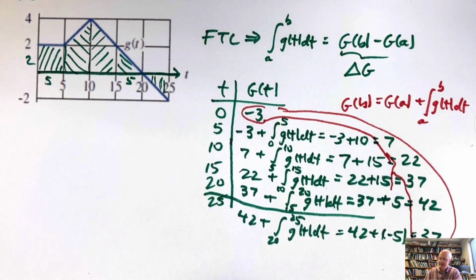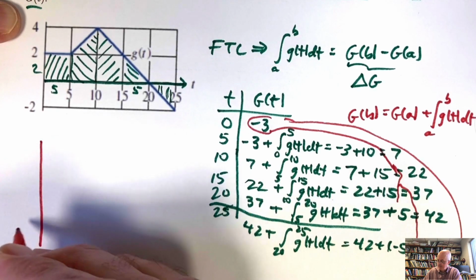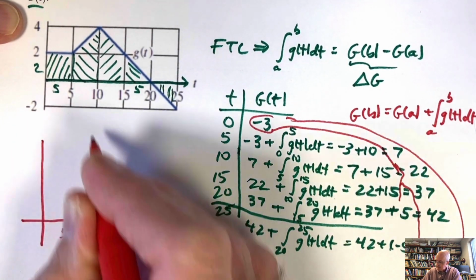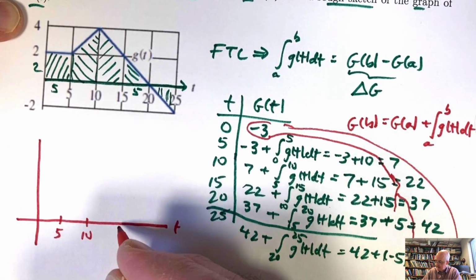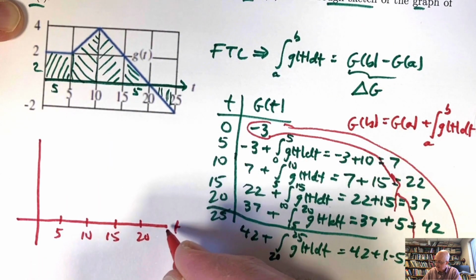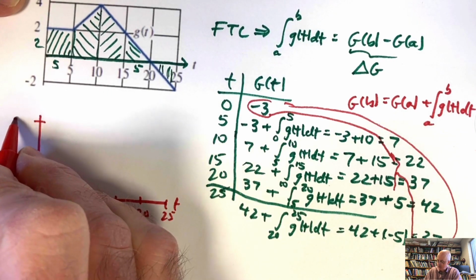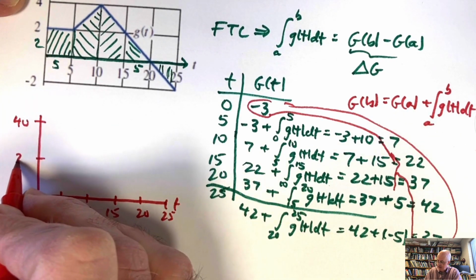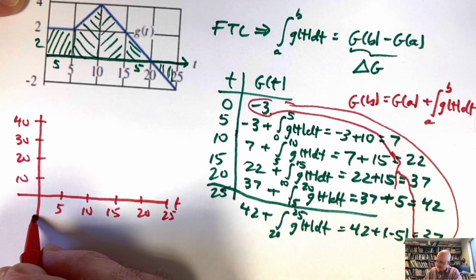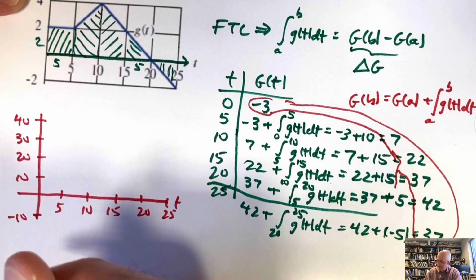We can use those plus thinking about slopes to help us graph capital G. At t equals 5, t equals 10, t equals 15, t equals 20, and 25 again. Make our scales so maybe this is 40, this is 20, 10 would be right here, 30 would be right here, -10 would be down here. Getting those scales approximately right there.